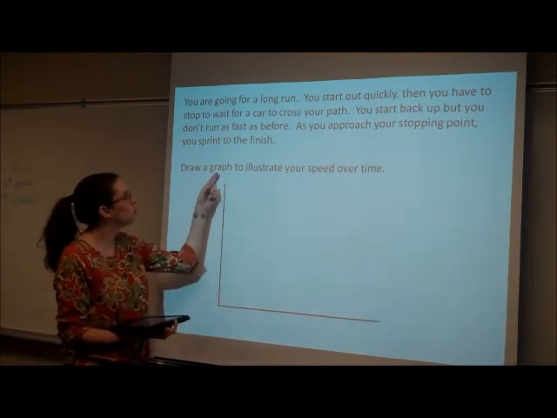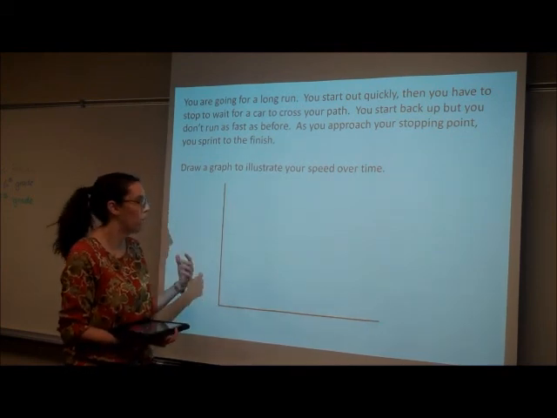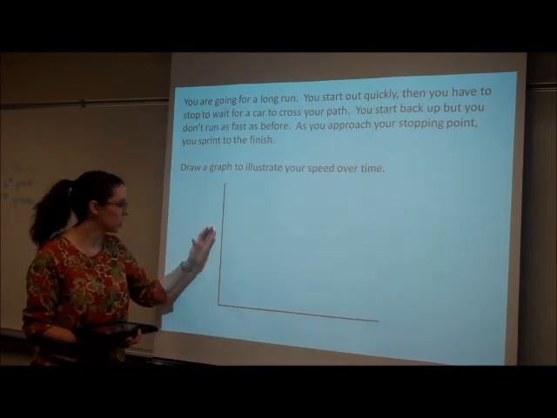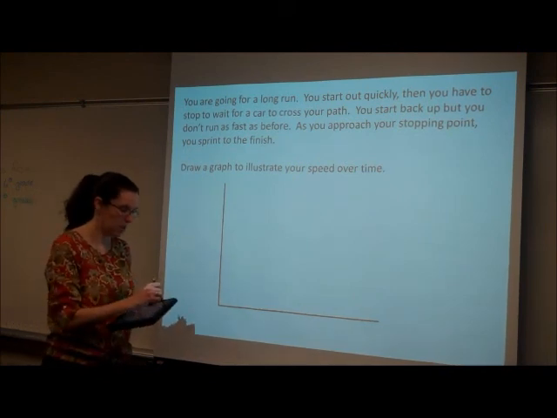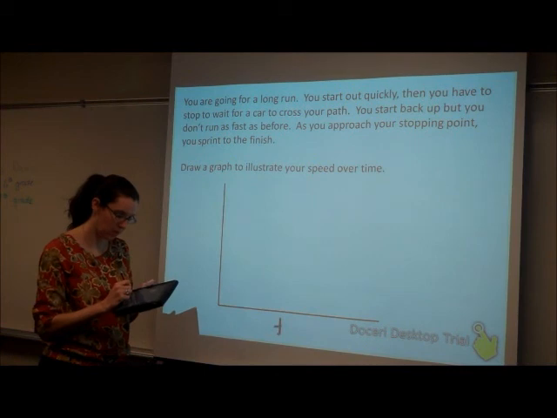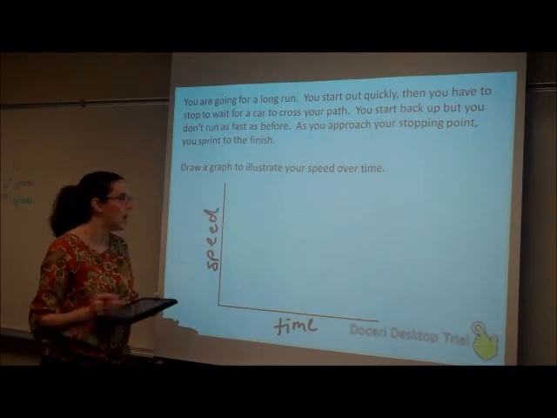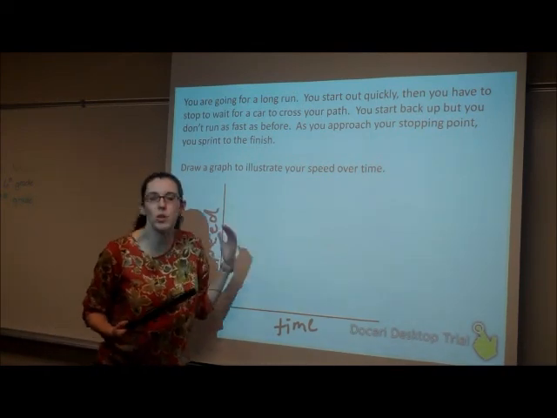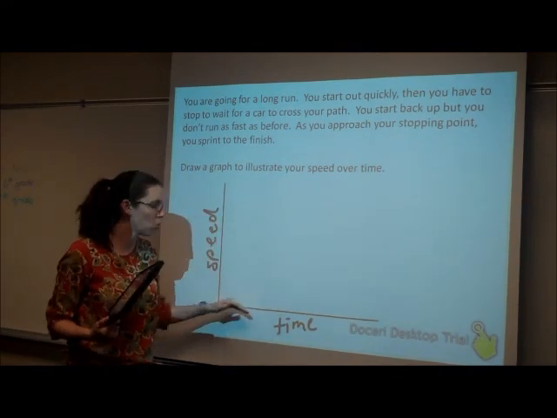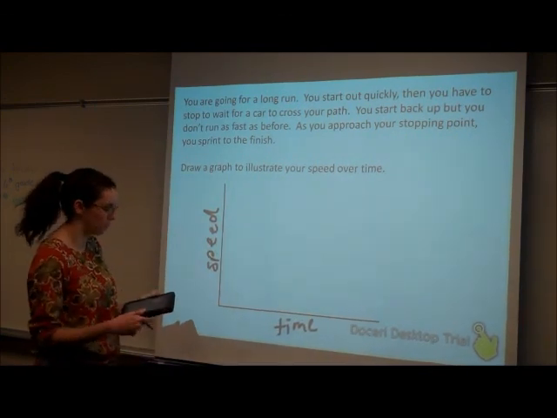So now we want to draw a graph to illustrate your speed over time. Again, we have our x and y axes. Our x is going to represent our time. Our y is going to represent, this time, our speed. And again, we have no numbers. We can't get any more specific, so we're not going to include a scale. We're not going to put numbers over here.